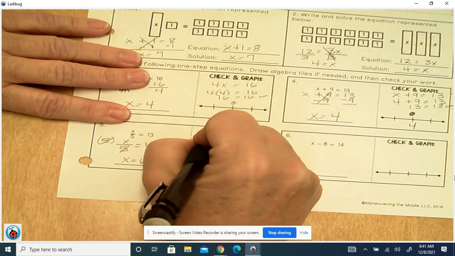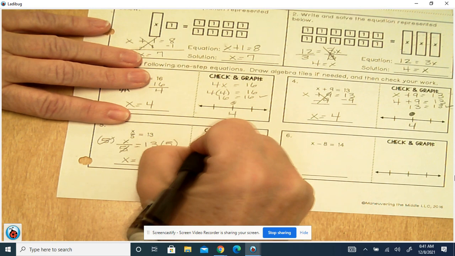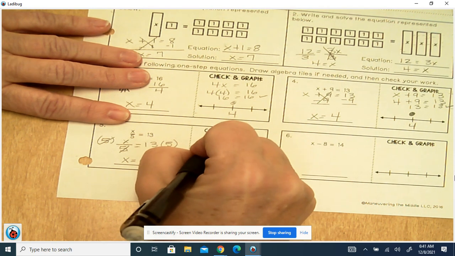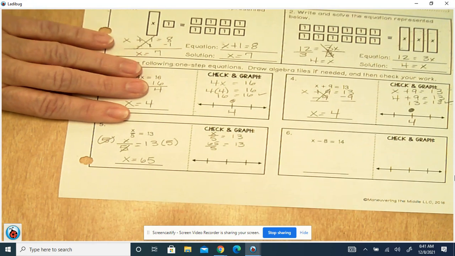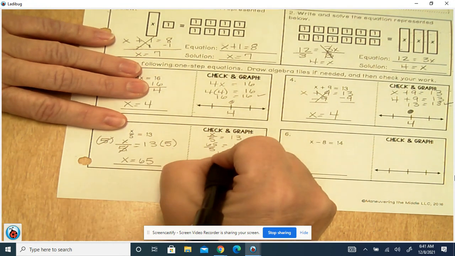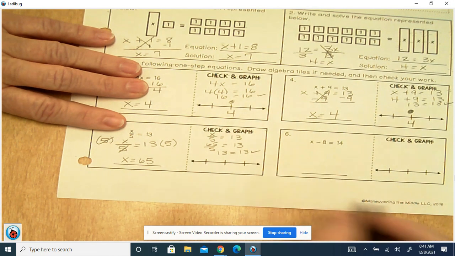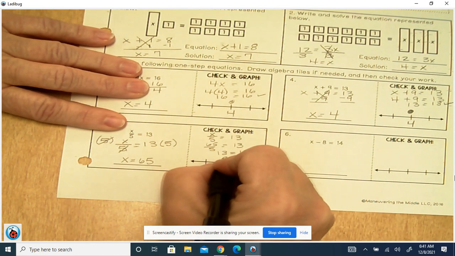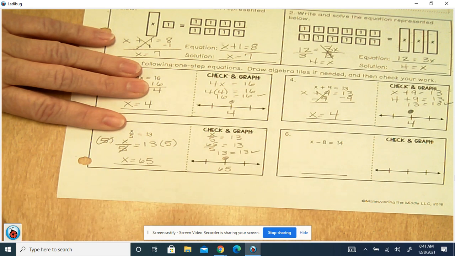Over here we've got x over 5. To check it, we're going to plug it back in. And then we're going to put 65 divided by 5 equals 13. And then 13 equals 13, so we're right. Equals a closed circle. And then we're going to graph our answer right there, 65.